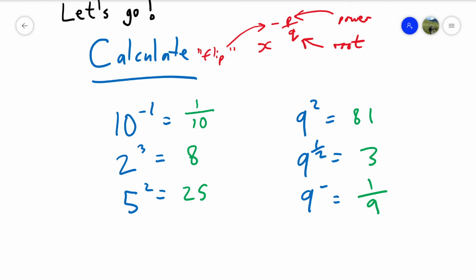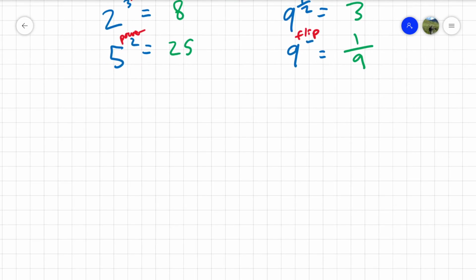So if we just look at this one, this one is a flip. This one is a power. This one is a power. This one is a power. This one is a root, and this one is a flip. And that explains them all basically. Hopefully you're happy with that. Let's do the next set of 7.